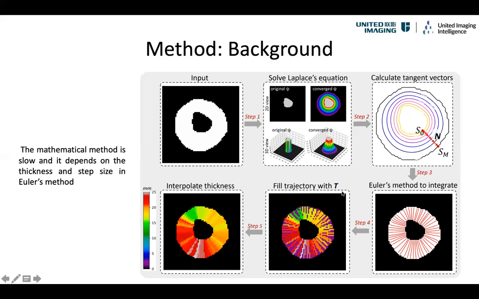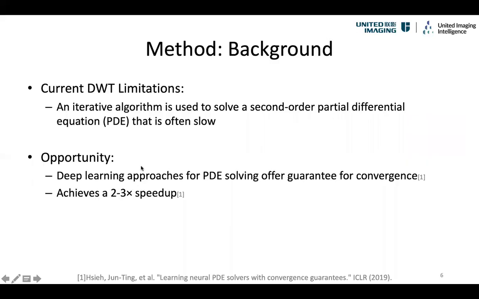Since we need an iterative method to compute the Laplace equation and Euler's method, the mathematical model is slow and it depends on the thickness and the step size in Euler's method. So this is the limitation of the current dense wall thickness method. It's pretty slow. So this gives us opportunities.